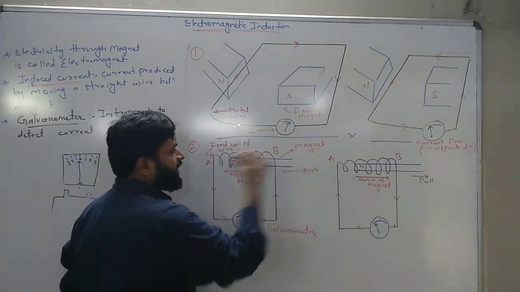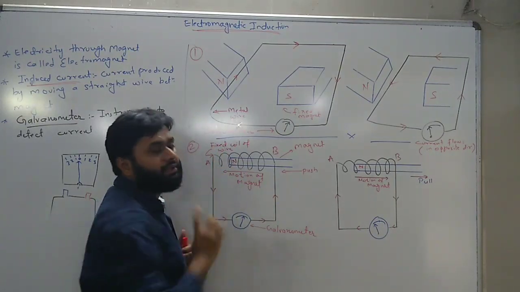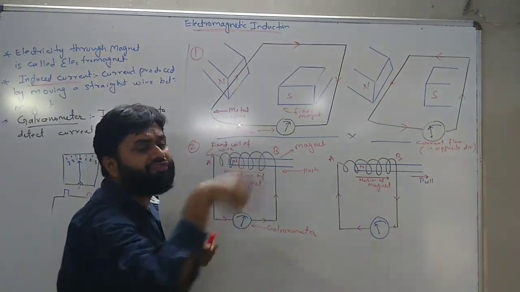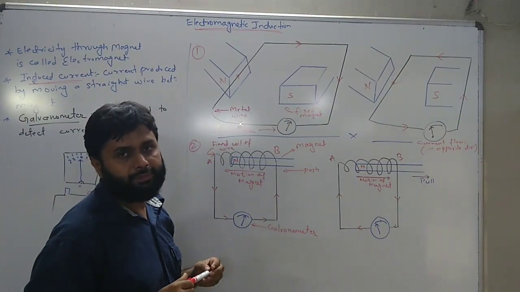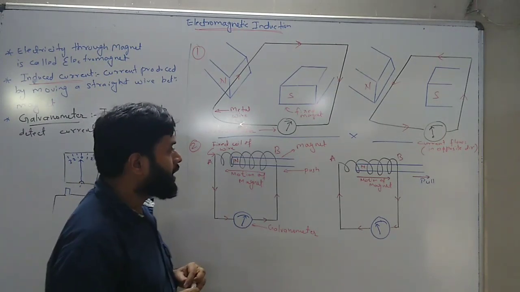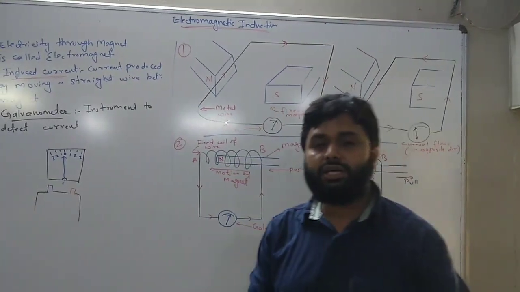We are doing it very fast, more and more fast, so more current will be induced, or if we move the wire up and down more and more faster, then again more current will be there. So this is the basic principle of the generator.